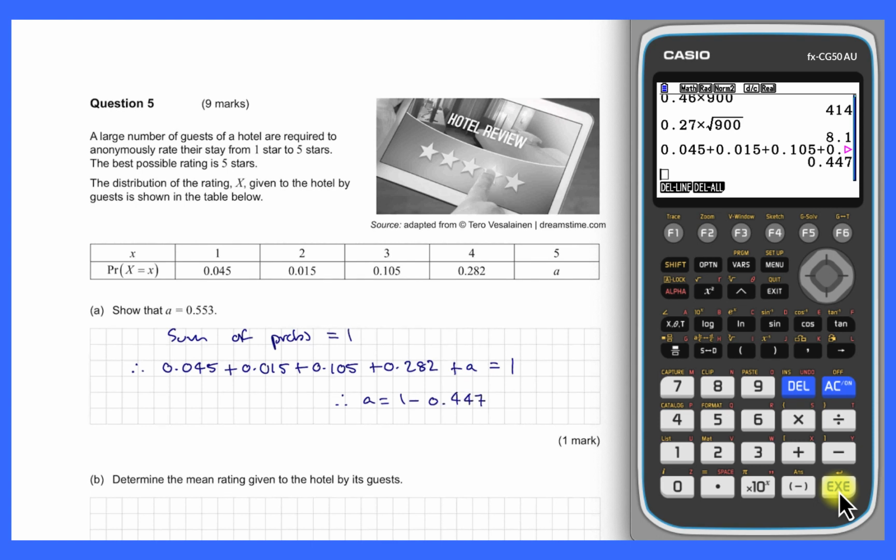And I don't need to do too much mental arithmetic to see that a is equal to 0.553. But again, probably best to make sure in case I've written something wrong and I need to explain my error. So that looks good. Okay, now we're going to calculate the mean given to the hotel by its guests.